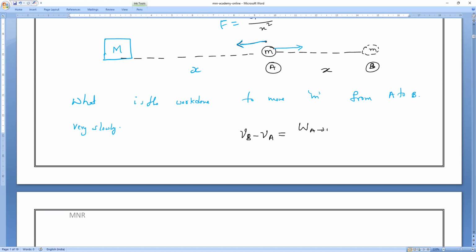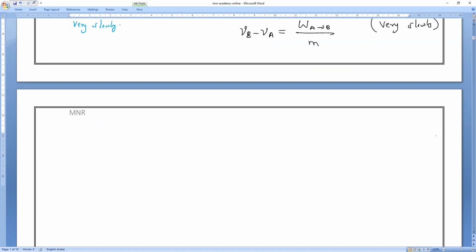A to B of mass M. Is it very slowly or fast? Very, very slowly. They're asking for work done. So from this, I can say work done from A to B is equal to the potential of B minus the potential of A, into m. Will you all agree with me? Please remember the formula.